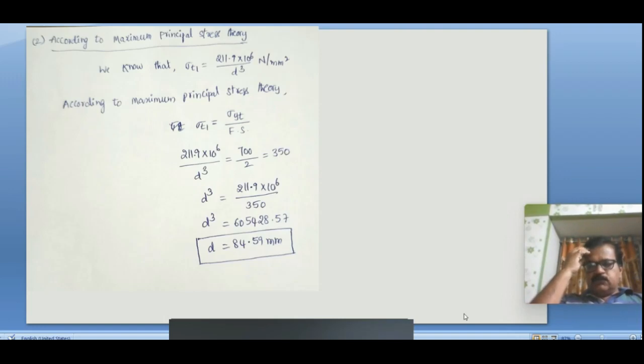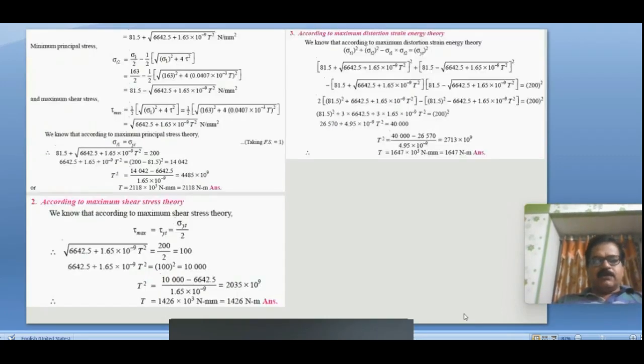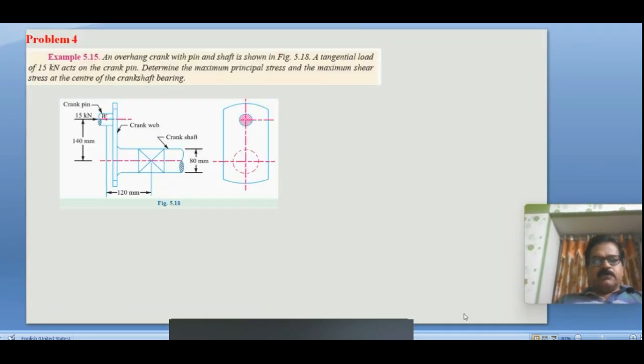One is suitable for the brittle material, and another is suitable for the ductile material. So likewise, we can take many examples.